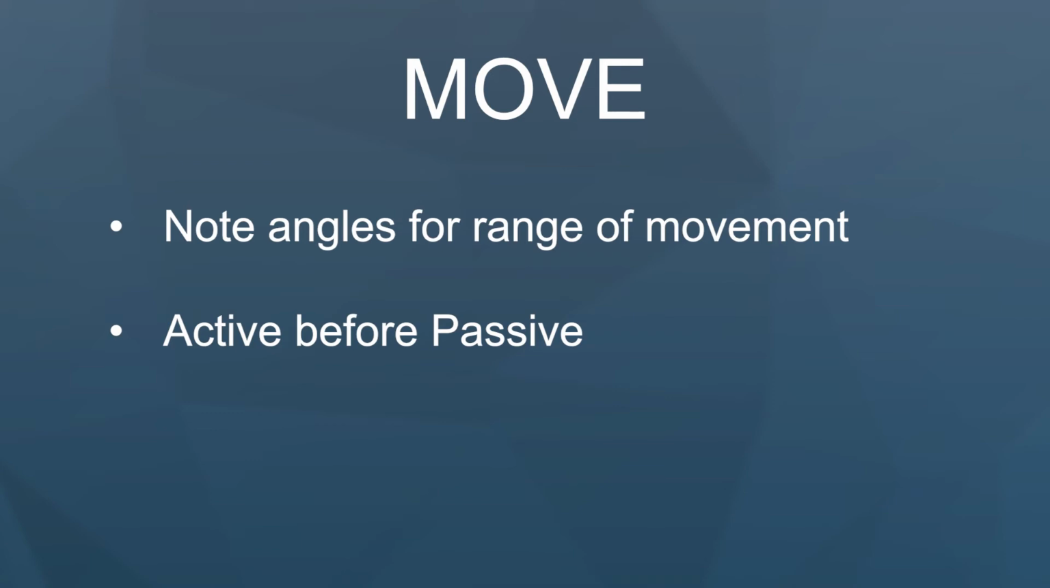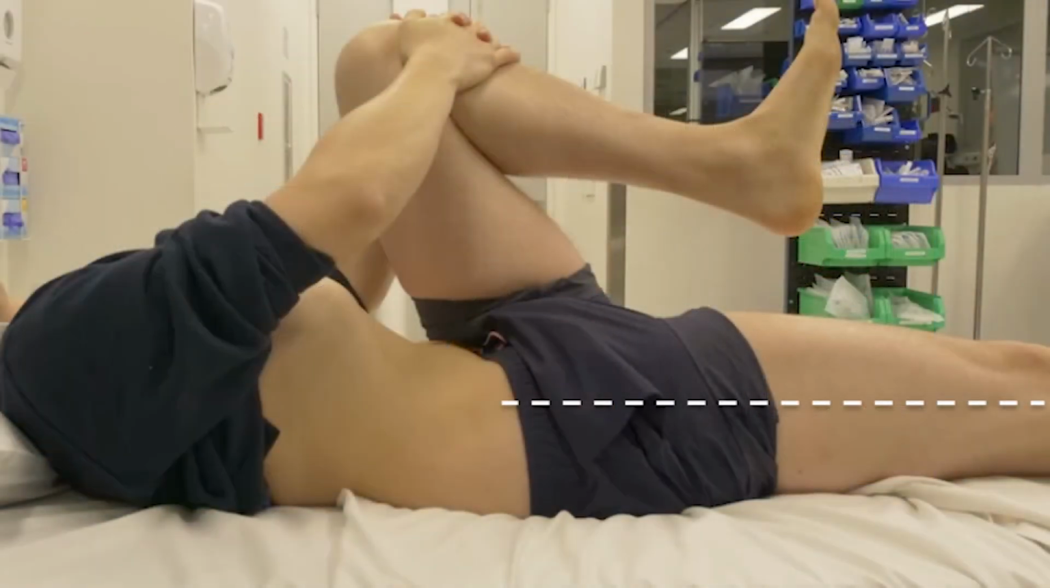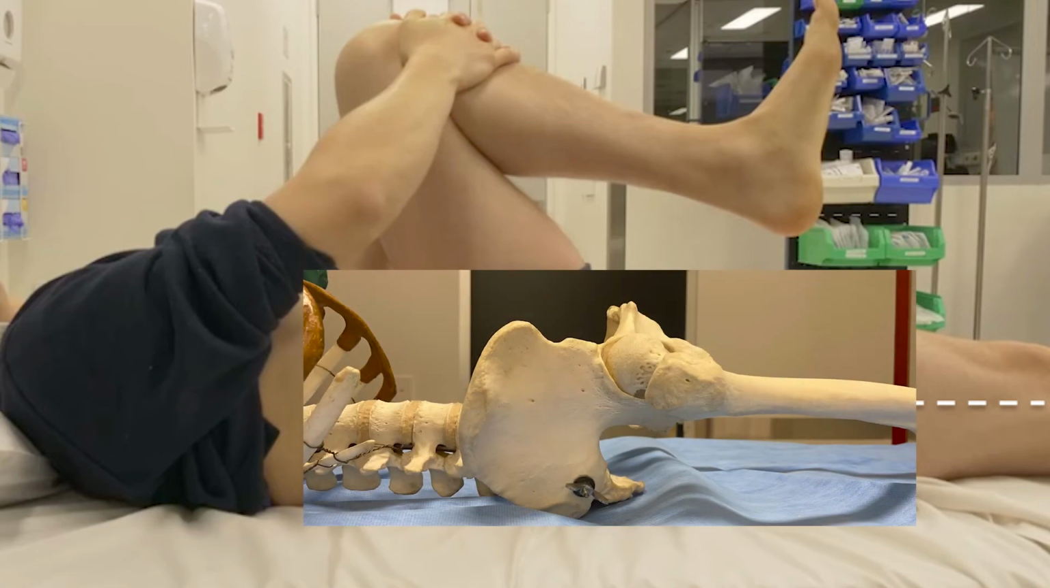Now to move. Remember to note the approximate angles achieved for all movements. Active movement should always be done before passive. This is a good opportunity to perform Thomas's test for fixed flexion deformity of the hip. It can be performed with the patient undertaking active movements, allowing the patient to flex the hip and assess flexion and extension at the same time.